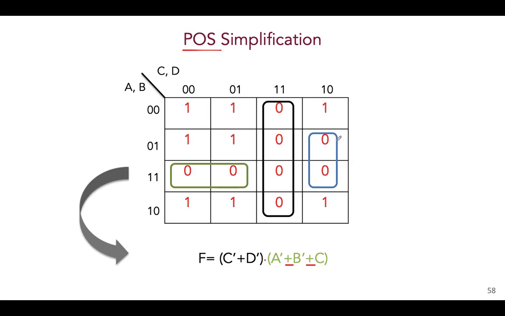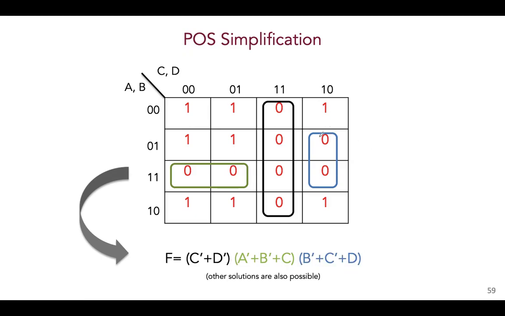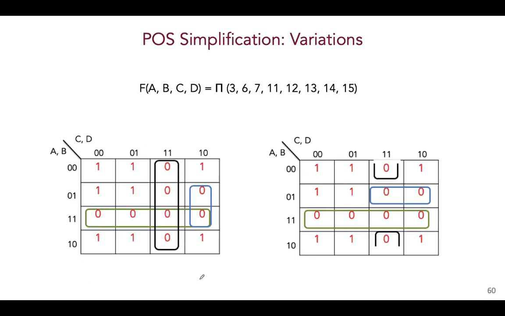And finally, for this blue group, see, for this group, the value of B doesn't change, and here C and D don't change. So this will be B dash plus C dash plus D. All right, and again, other solutions are possible. Here are just two variations of the same equation.